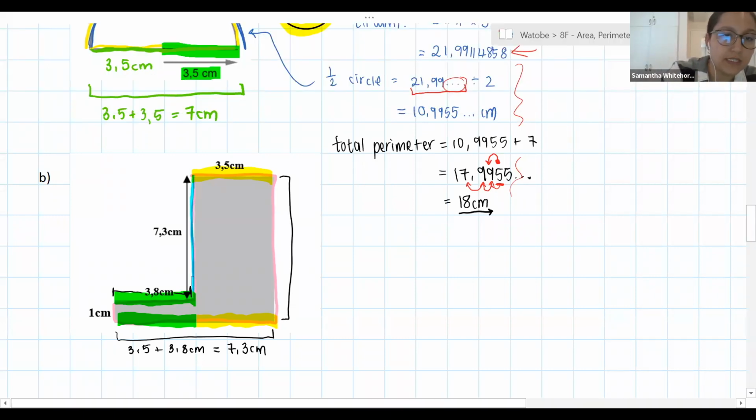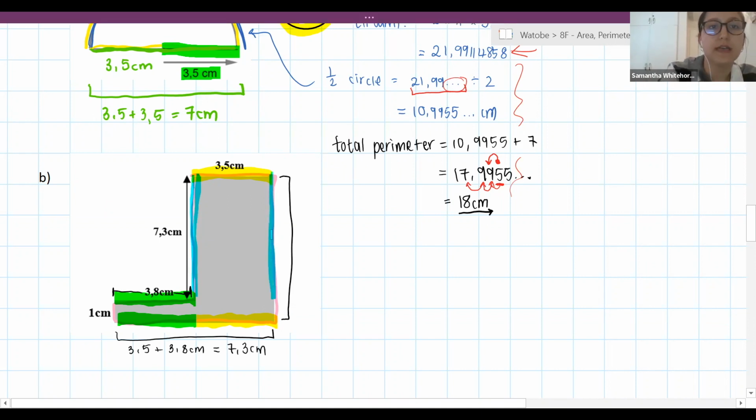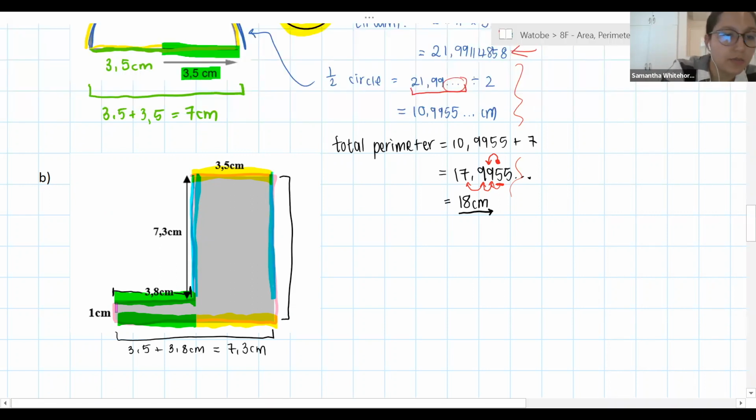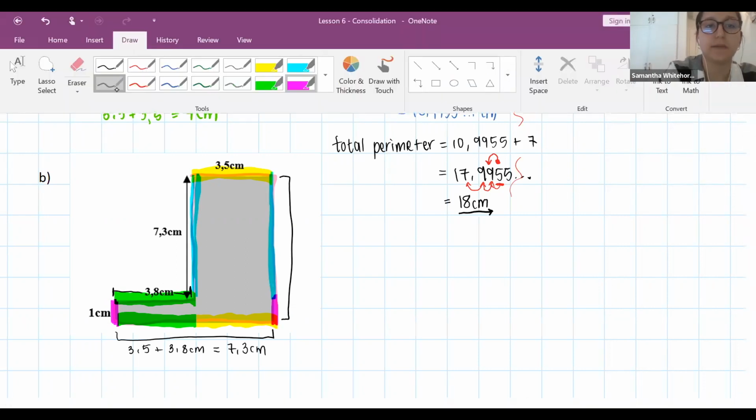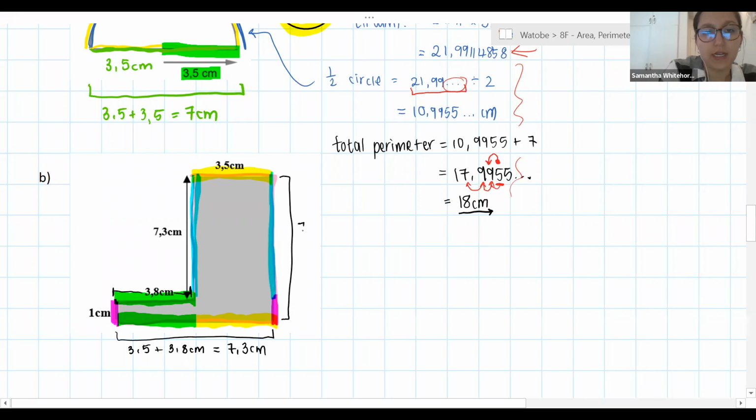If this height here is 7,3 centimeters, that means on the other side, it is also 7,3 centimeters. And if this tiny little bit at the bottom is 1 centimeter, that then means this tiny little bit on the other side is also 1 centimeter. And so this total height is 7,3 centimeters plus 1 centimeter, which means we've got a total height of 8,3 centimeters. So I'm going to give you guys a second to try and work out the perimeter of this shape.